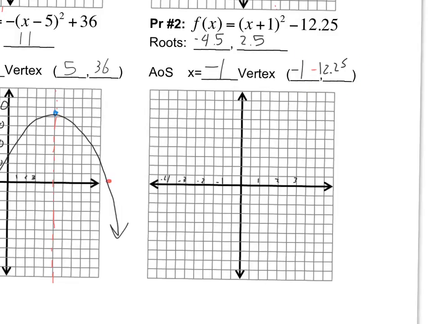So let's go ahead and graph the roots. I'm going to do it in red again. So negative 4.5 would be right here, and positive 2.5 would be right here. And my axis of symmetry is x equals -1. And my vertex is at -1, 12.25. So let's do that in blue.